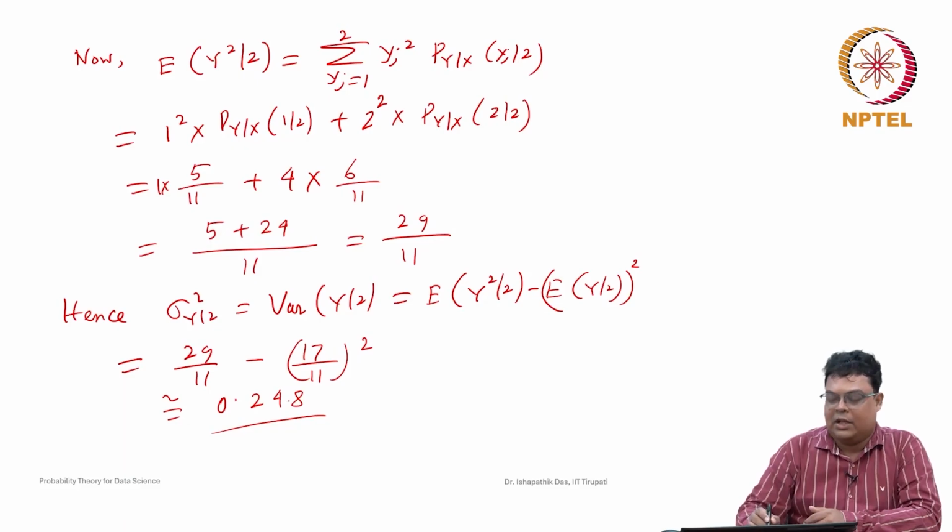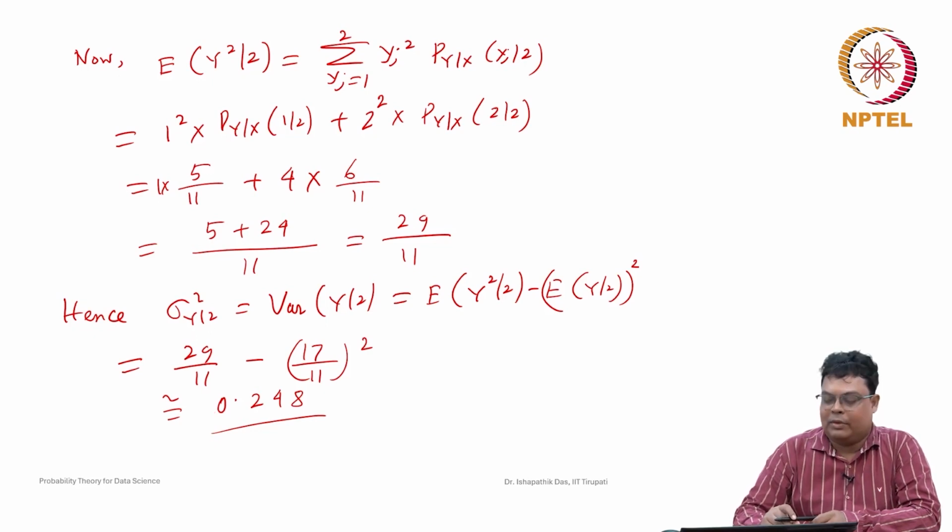The conditional variance is 29 by 11 minus 17 by 11 whole square, which is approximately 0.248. So we completed the discrete part of finding the conditional mean and conditional variance.